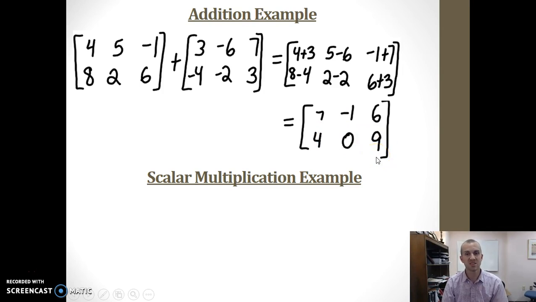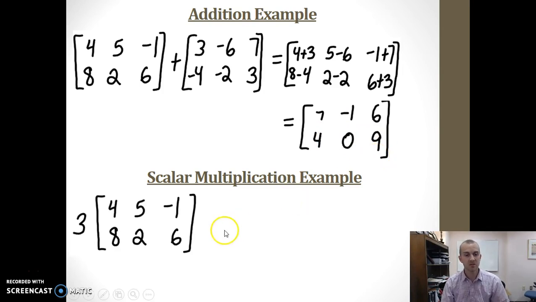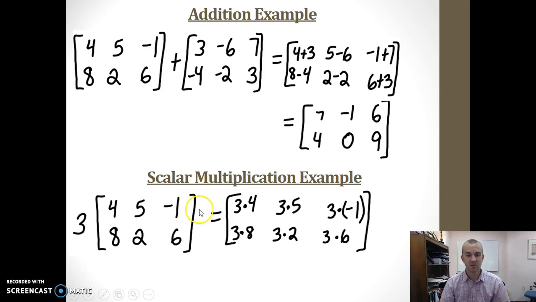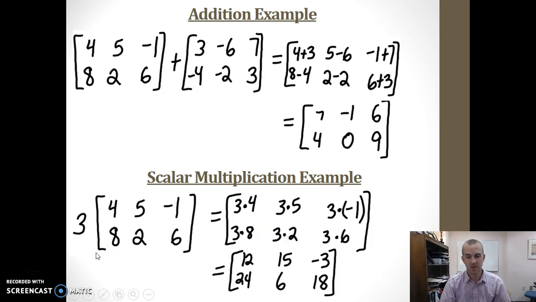Now when I want to do scalar multiplication, that's where I have a scalar on the outside. I multiply it to every term inside. So this becomes 3 times 4, 3 times 5, so forth. And then I just simplify so that I have just this, my matrix there. All that scalar being multiplied through everything.